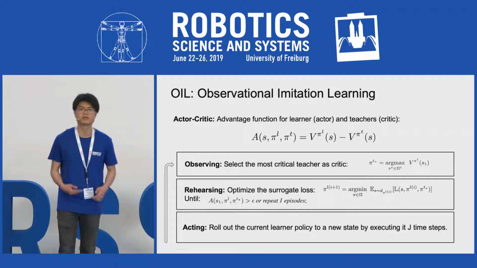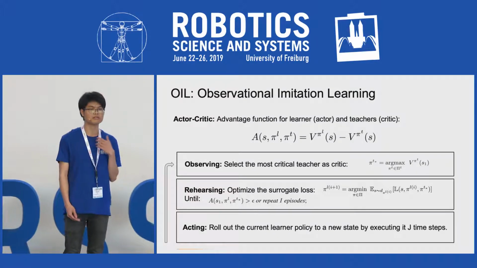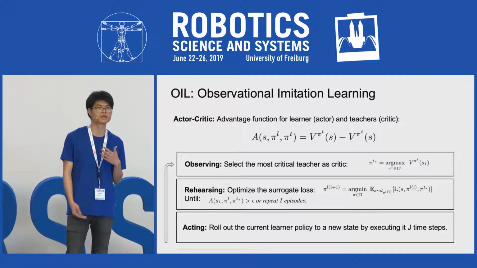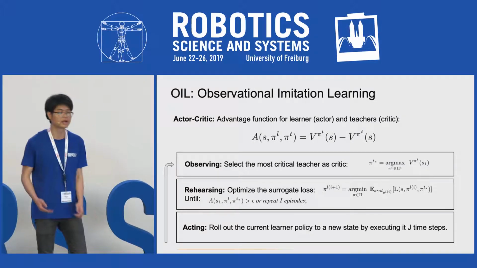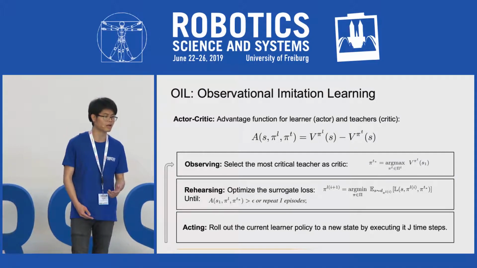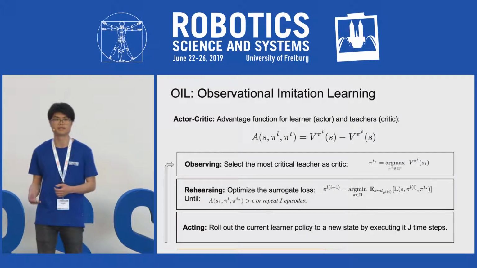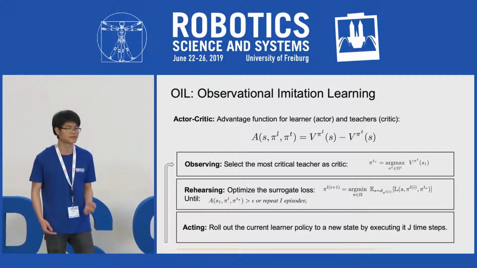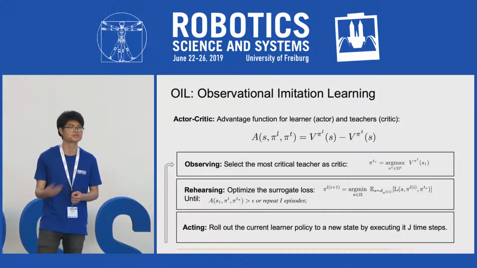OIL is an iterative method. It basically has 3 steps. We first observe the most critical teacher as our critic, and then we hear our method. We basically update our method based on the best demonstration, and then we roll out our policy to a new state.